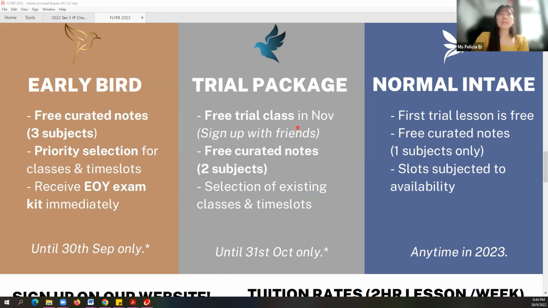Of course we still have the normal intake. Maybe after your WA1, you realize your result is very bad and you want tuition. You can, but the benefits will be less. You will only receive the notes of the subject that you're attending. So if you sign up for chem tuition, you only receive chem notes. You won't receive other subject notes.